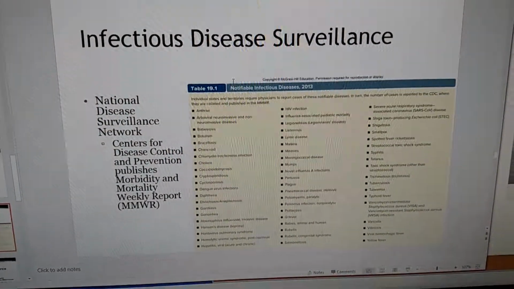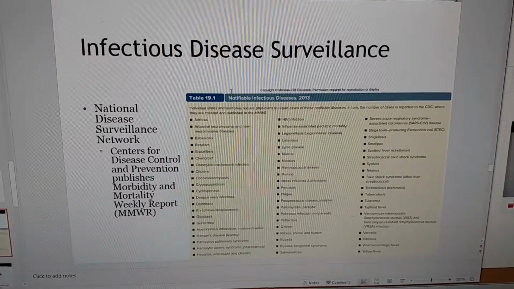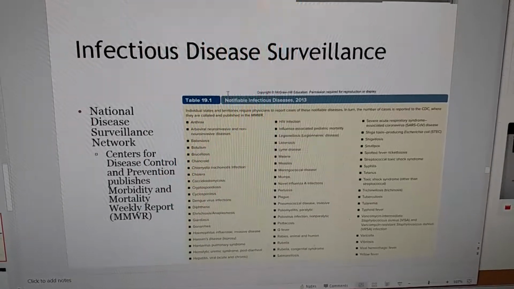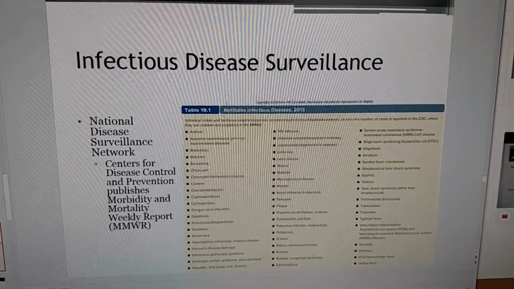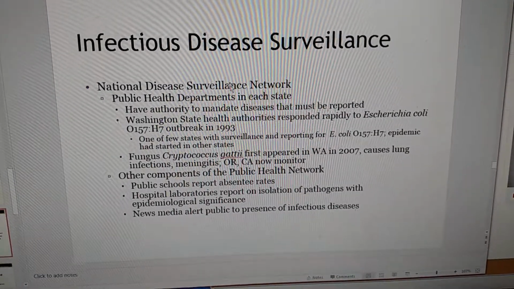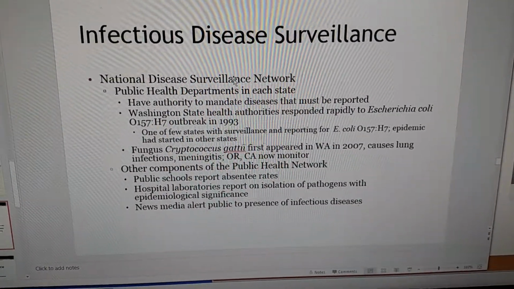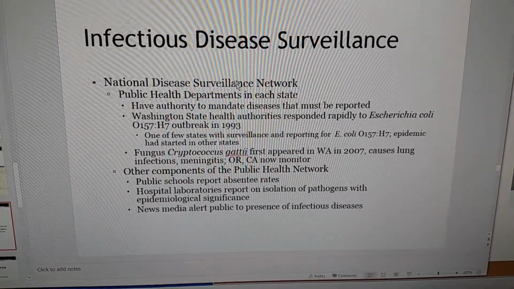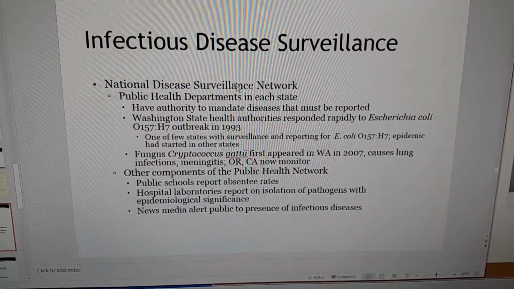Now, in terms of disease surveillance, we actually have the National Disease Surveillance Network run by the Center of Disease Control. They also publish the Morbidity and Mortality Weekly Report. So what you guys might not realize is that public health departments in every state have to report certain diseases to the government, and they can also mandate that certain diseases within the state are reported to them.